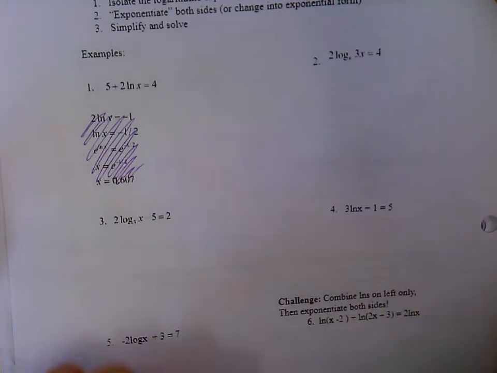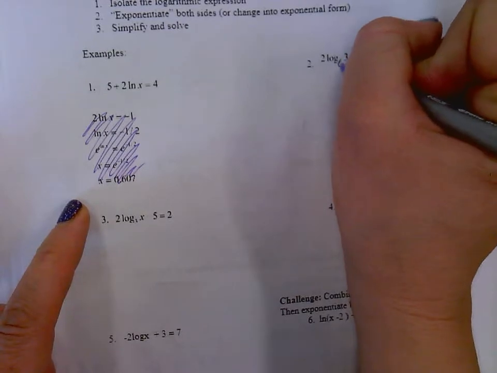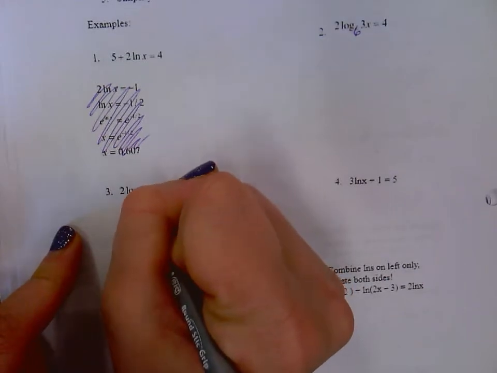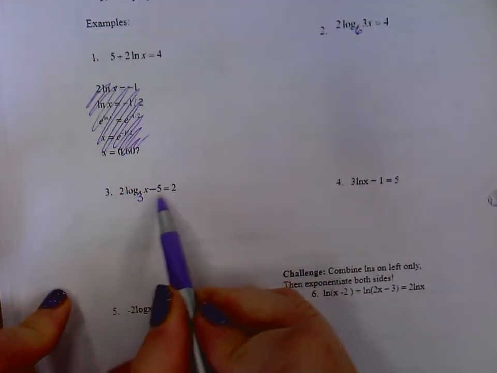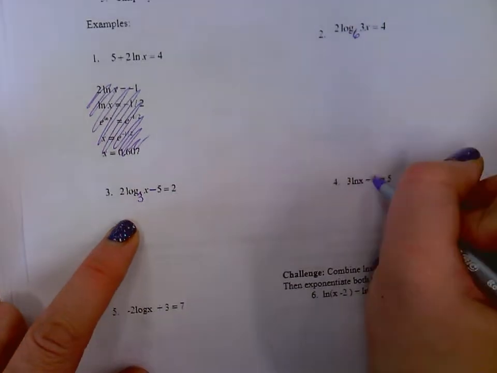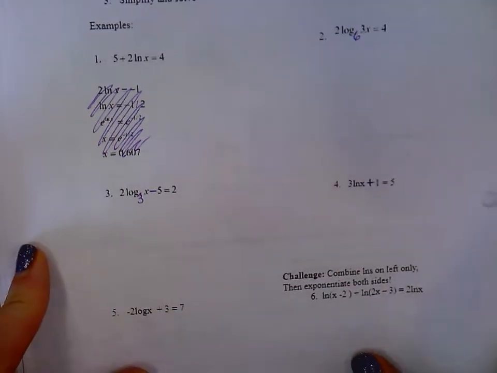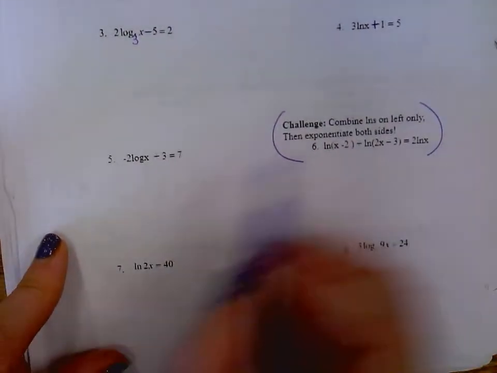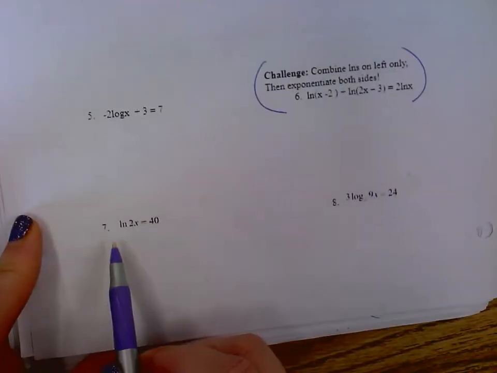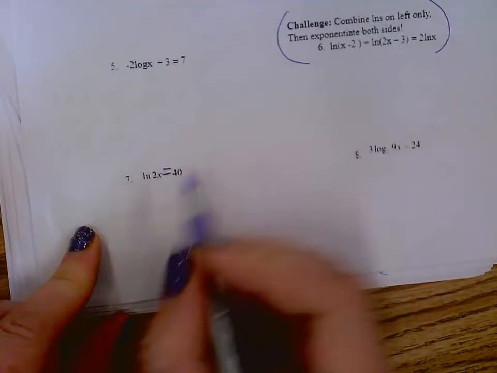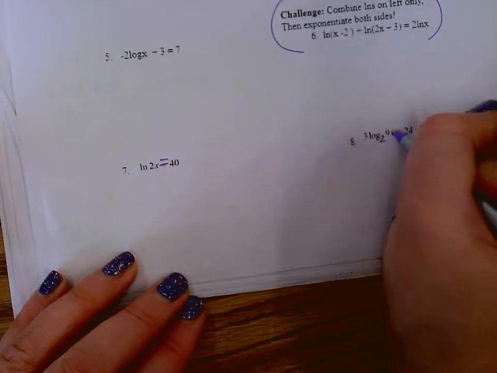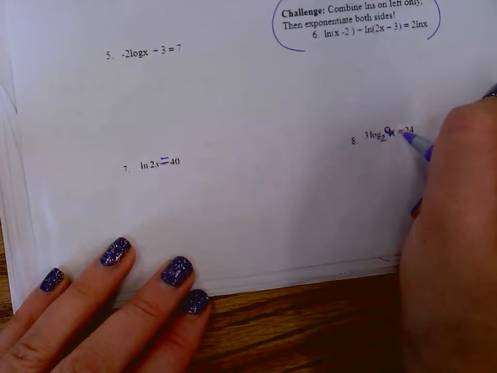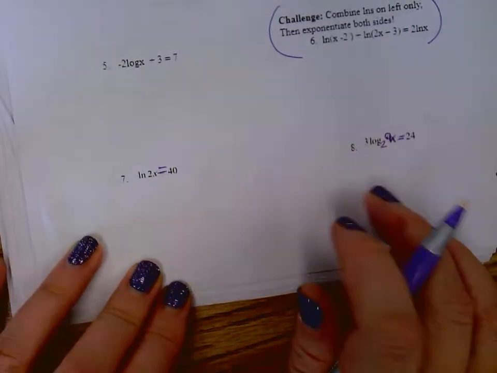Let's see, which ones can't we read? This is a base 6 over here in number 2. Number 3, that's a base of 3. And this says minus 5. That's not too bad. This should be a plus sign on number 4. We're going to not do number 6 today. That's kind of a challenge. We can read this one, right? This should say equals 40. And then this is log base 2 of 9x equals 24. So you can kind of read that, right? Hopefully.